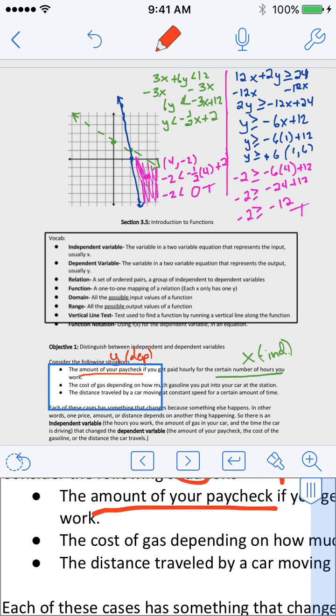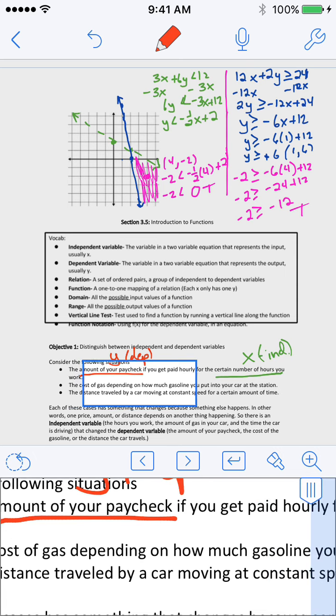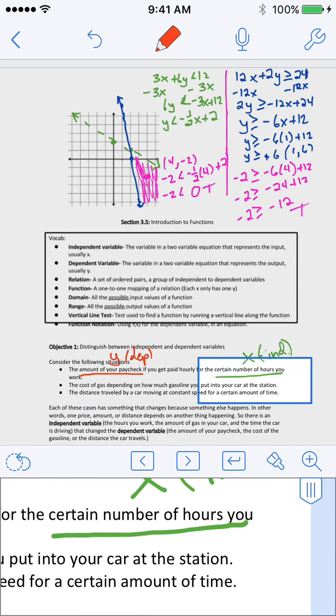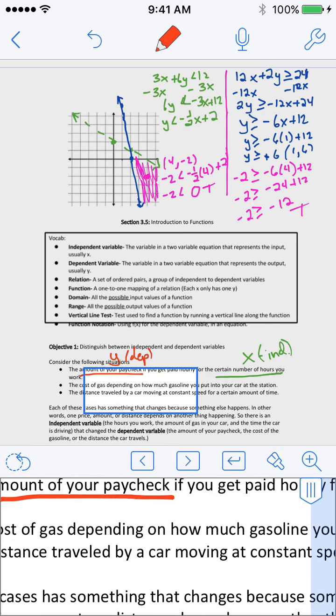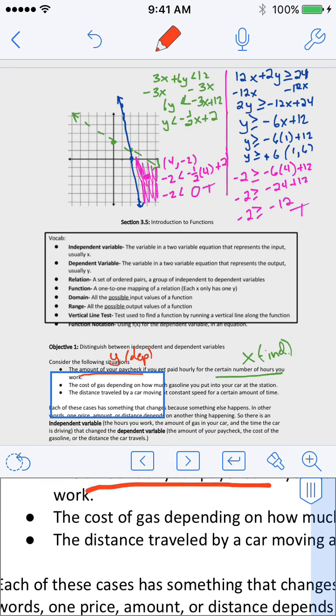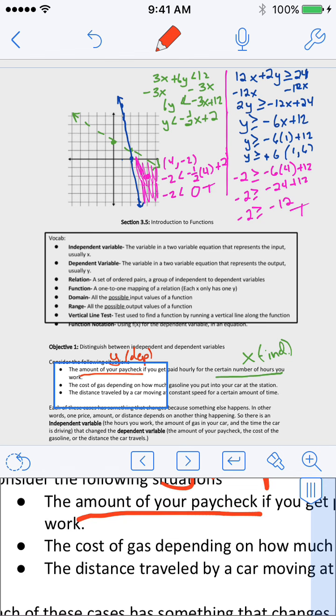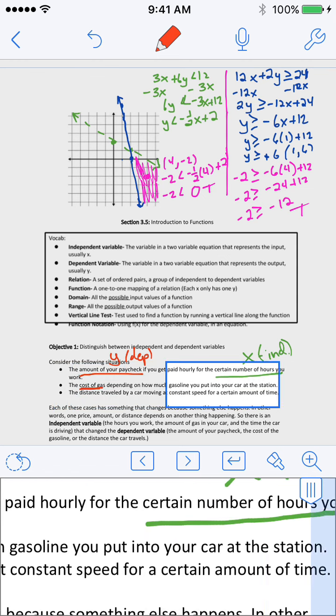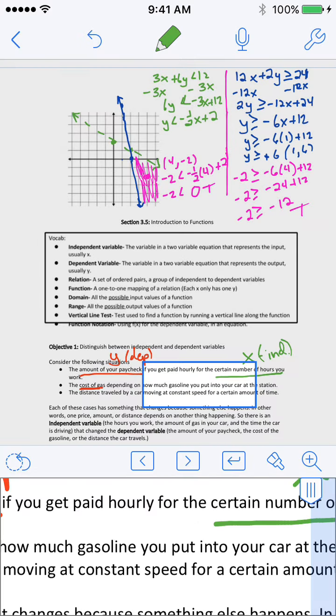Let's see if we can do the same thing for the couple other situations. So the cost of gas, depending on how much gasoline you put in your car. That one's kind of a little more straightforward, right? They even told us, depending on how much you put in your car. So this cost of gas is going to be our dependent, our y, while the gasoline we put in our car, how much, is going to be our x, our independent. You can put as much gas as you want in your car. The cost of the gas is not going to change how much you put in your car, right? I still have a 10-gallon tank. I need to fill that 10-gallon tank no matter how much they're charging me for it, right?